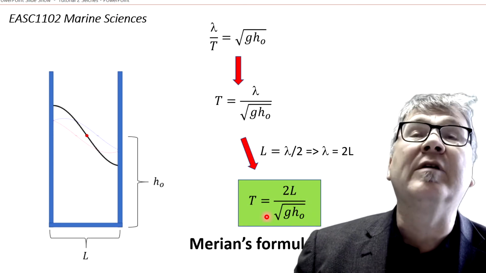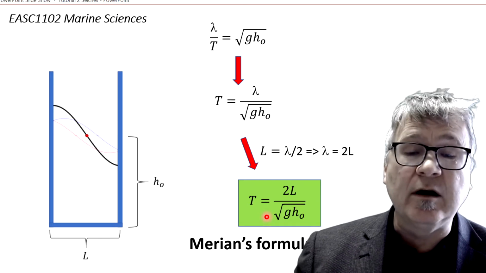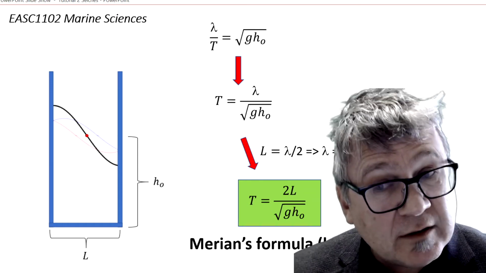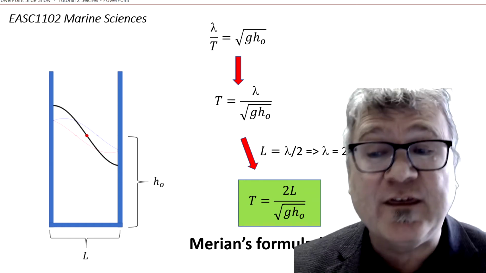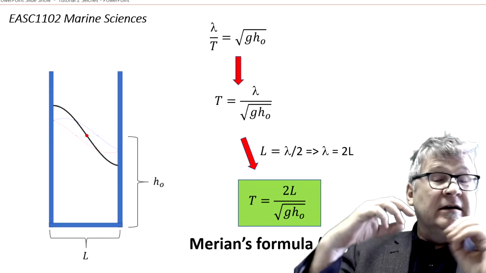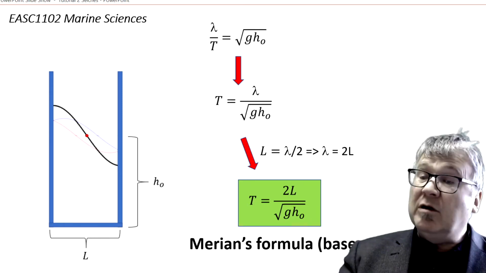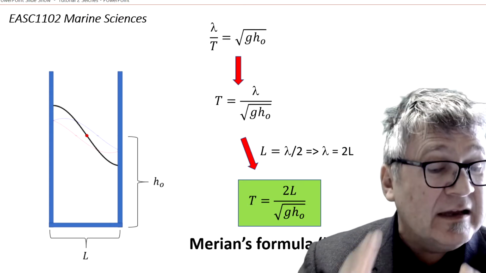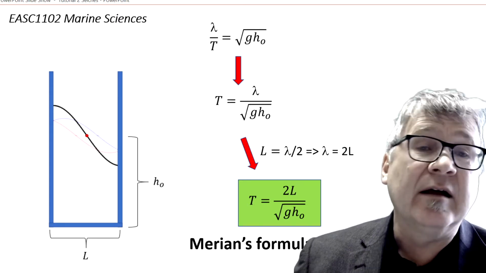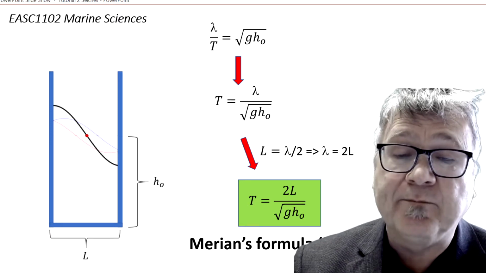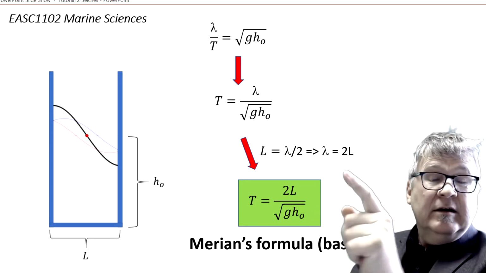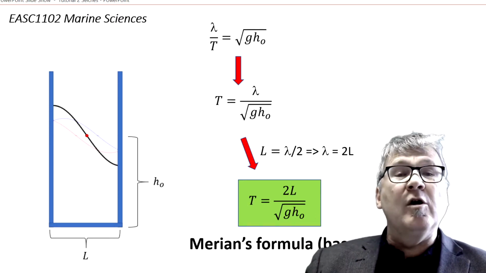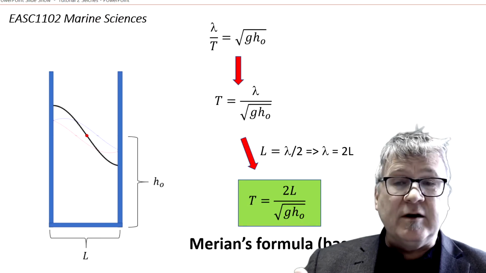This formula is known as Merian's formula, but it's only shown here for the base period. If you know about acoustics and sound theory, this is only the base, not the higher harmonics. You can also create higher harmonics, and then there is another factor in this formula. Anyway, if you have a tank filled with water and you know the dimensions, you can exactly work out the period.